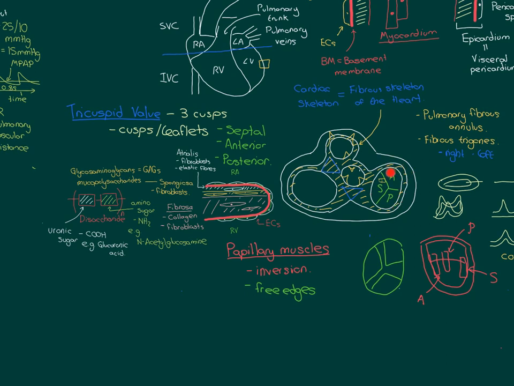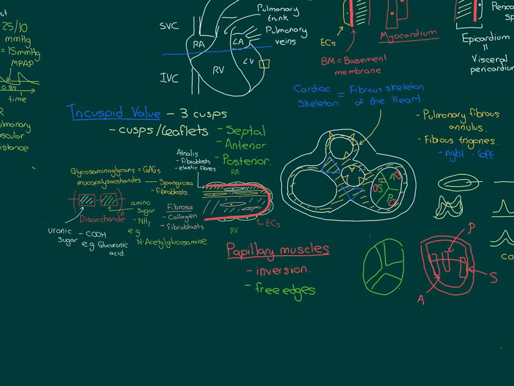We're imagining the right atrium would be above and the right ventricle is this bit below. So I will show where they are effectively underneath the valve cusps. Here's the septal one, here's the anterior one, and here's the posterior one. So these are little extensions of the heart wall inwards.